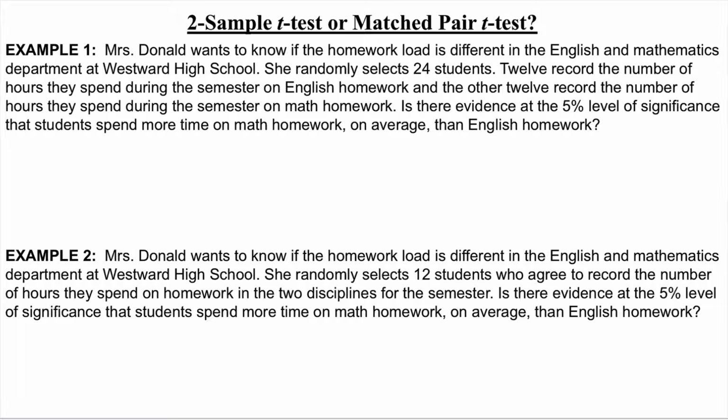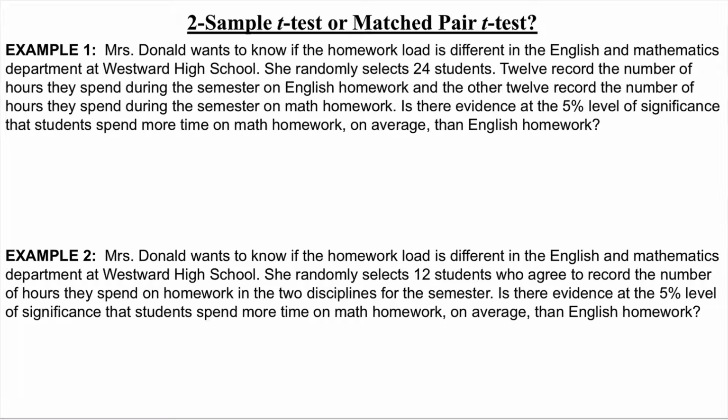Okay. Example number 2, Mrs. Donald wants to know if the homework load is different in the English and mathematics department at Westward High School. She randomly selects 12 students who agree to record the number of hours they spend on homework in the 2 disciplines, English and math, for the semester. Is there a difference at the 5% level of significance that students spend more time on math homework on average than English homework? So, number 1, 2 sample or matched pair?